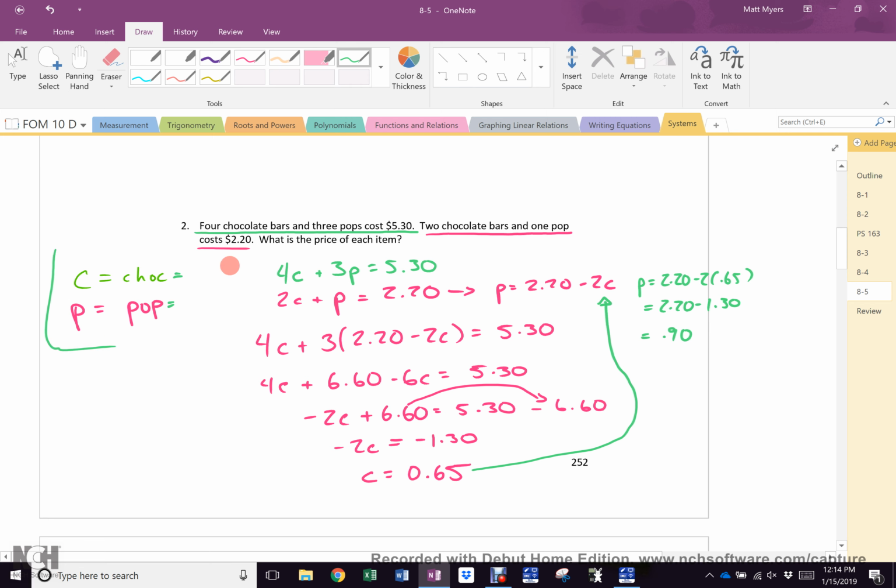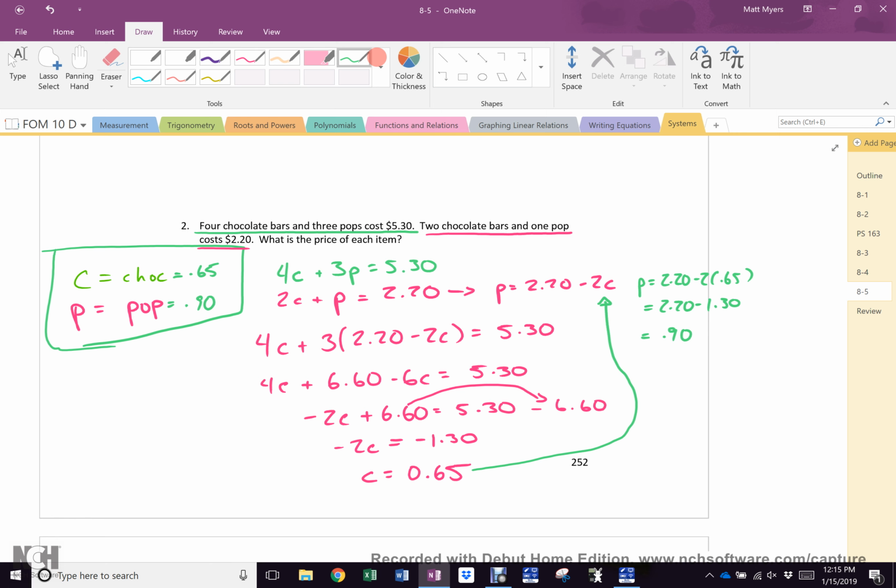The other way around. I did the chocolate bar in pink and I wrote pop in pink, so I screwed that up. No matter what you did, if you did it right, and let's be honest, the only grade 10 part of this is deciding whether to use elimination or substitution. Otherwise, it's just grade 9 algebra, right?